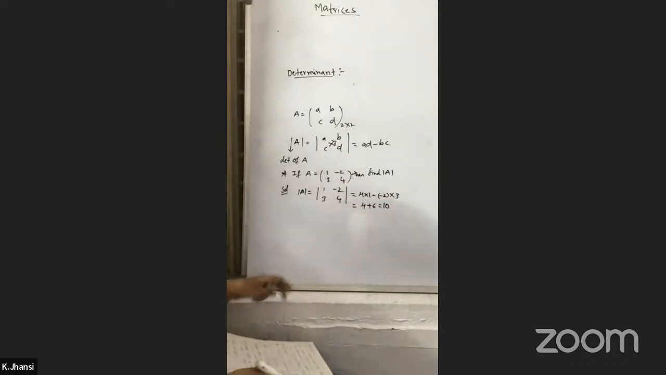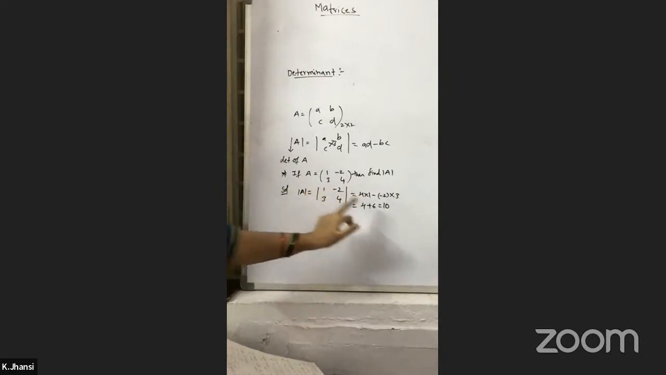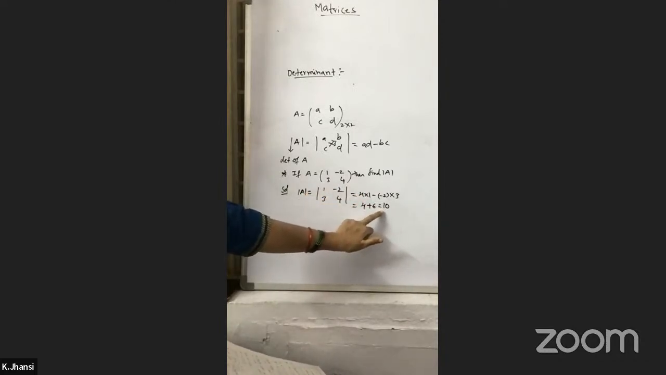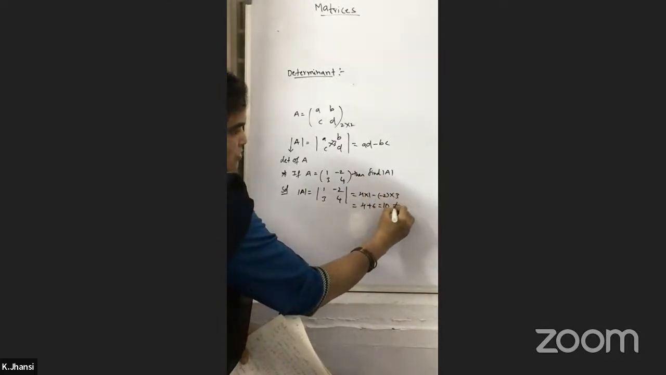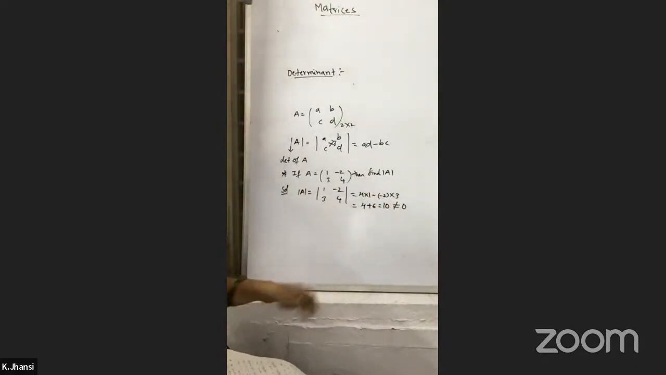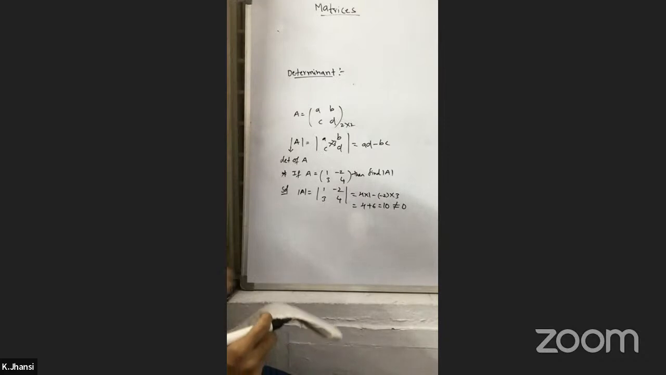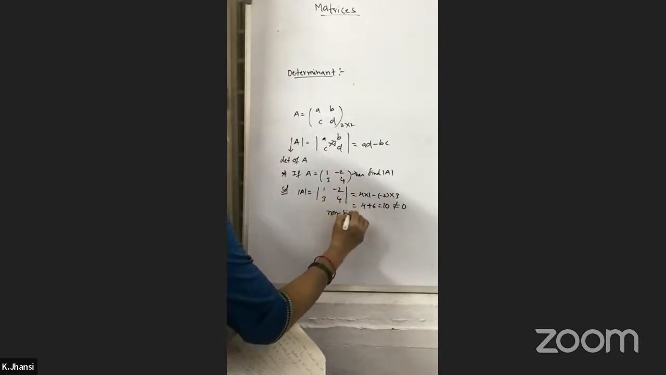Okay. So one more definition is that if the determinant of a matrix gives some value which is not equal to 0, then such a type of matrix is called a non-singular matrix.